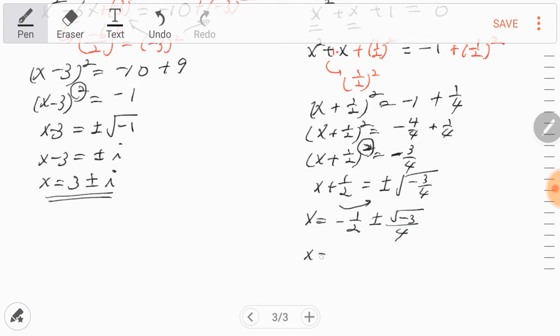Then x equals negative 1/2 plus or minus. Okay, the numerator is square root of 3i, right? The denominator is square root of 4. The denominator is 2. And then I will put i next to this fraction. Okay, square root of 3 times i, so we can separate this i, right? So there are two complex solutions.